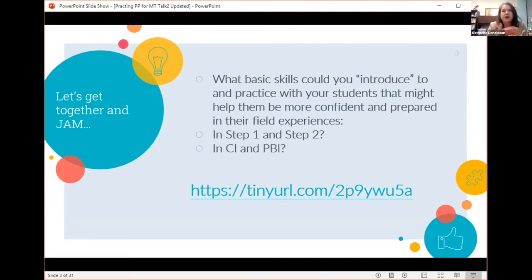Okay, for Step 1s, for Step 2s, CIs, PBIs, it's going to look a little different for the levels. So there's a tiny URL there. If y'all will jump out to that Jamboard. And just for about 2 minutes, I'm going to let you write down your thoughts on what we need practice in as a program.